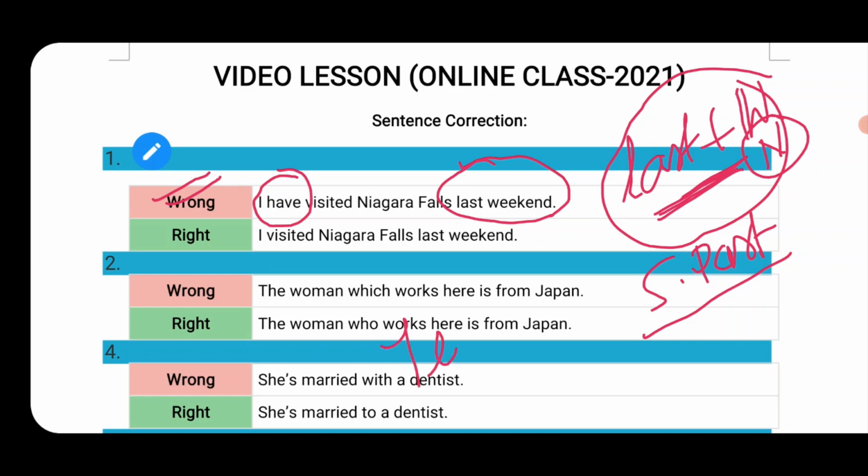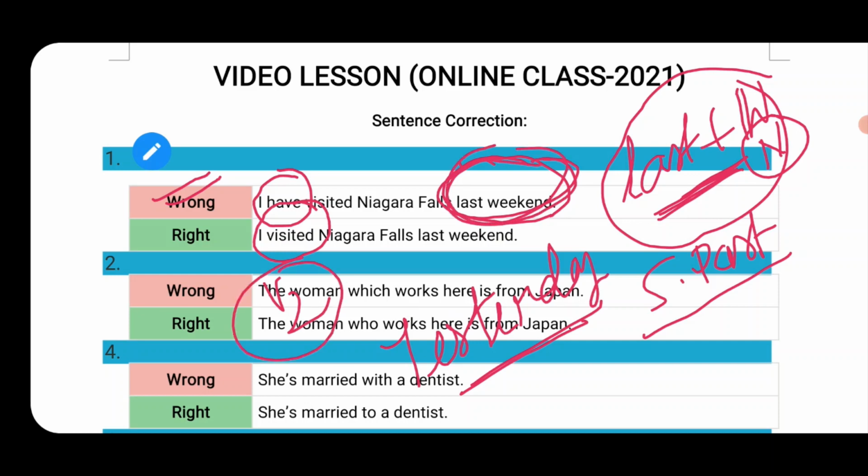In fact, this one, yesterday. Okay, previously I also discussed the same thing. Again I am repeating. I hope now you understand why we are using visited, the verb two, because last weekend, these terms tell us about the simple past tense. So the answer is visited, not have. Have visited means present perfect. With last weekend we cannot use present perfect tense. We use verb two, simple past tense.